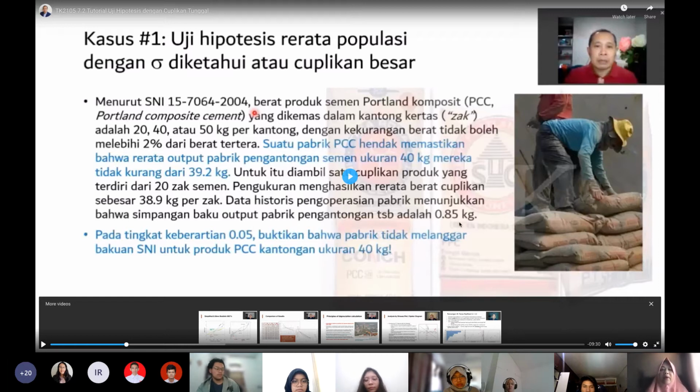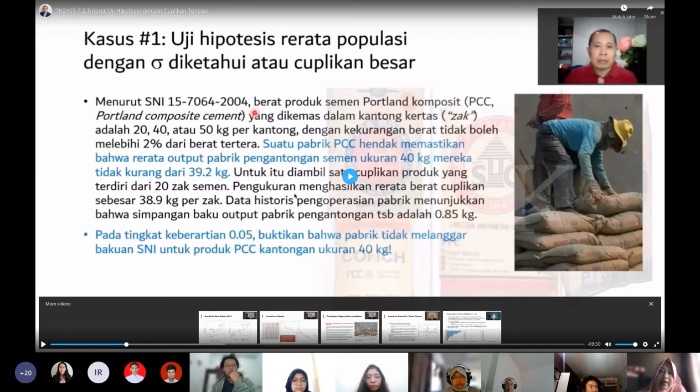Okay, so remember here we have an example. This is the claim, that it should be not less than 39.2. And then to check whether we support the claim or not, we have to get the samples. We get the samples with n equal to 20. It's quite a large number. And also we have the standard deviation, and also the mean.